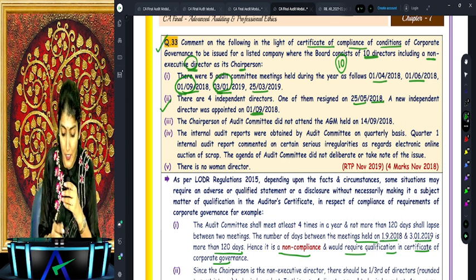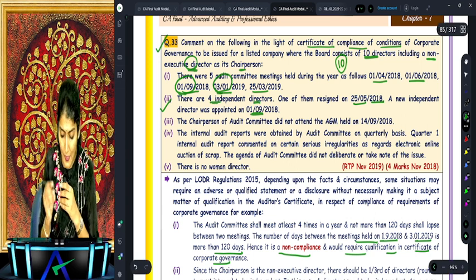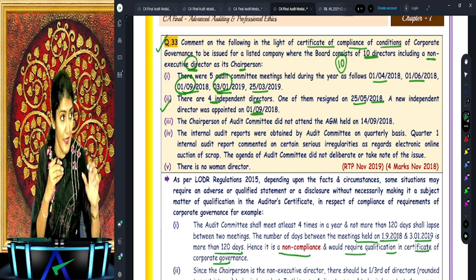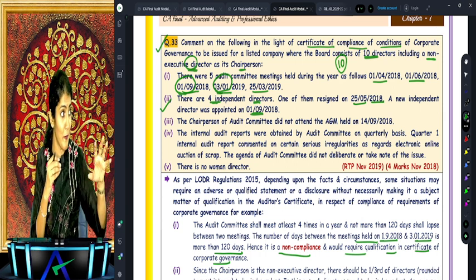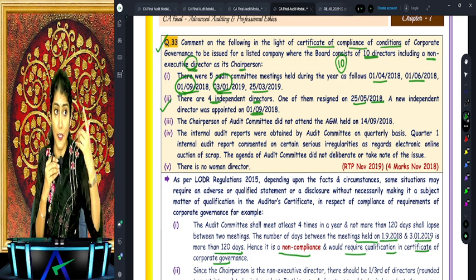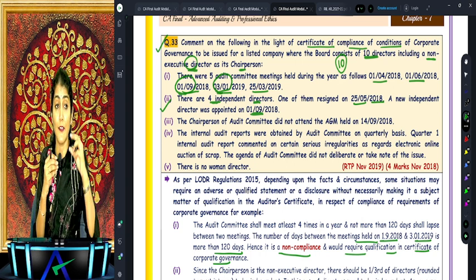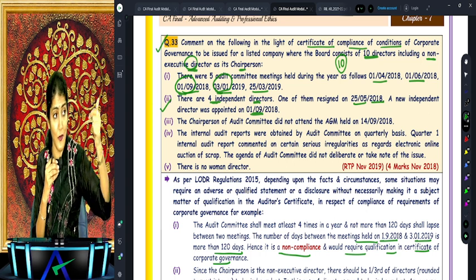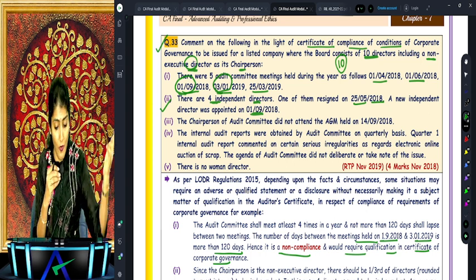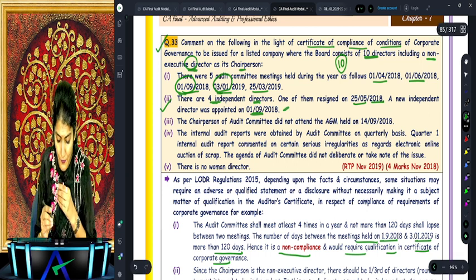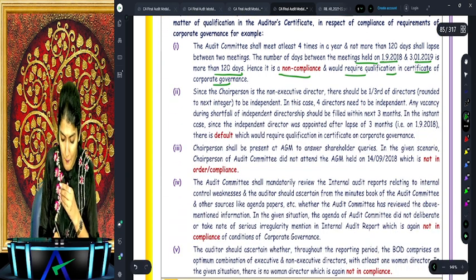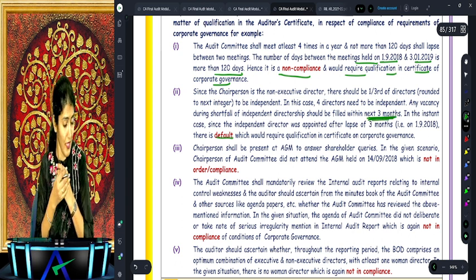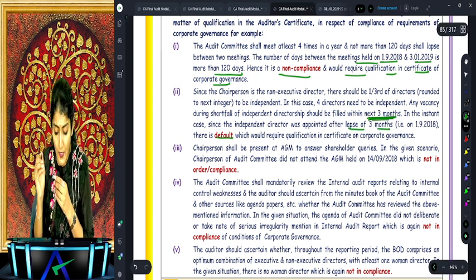Right now, how many independent directors does it have? 4 independent directors. One of them resigned. So do they need to fill the casual vacancy? Yes. Without filling the vacancy, they do not comply with the requirement. The vacancy has to be filled within 3 months. Now 25th of May, so 25th of June, 25th of July, 25th of August. When did they fill the vacancy? 1st of September. So again, it is not in compliance. There is a default as it has to be filled within the next 3 months. However, it has been filled after a lapse of 3 months.